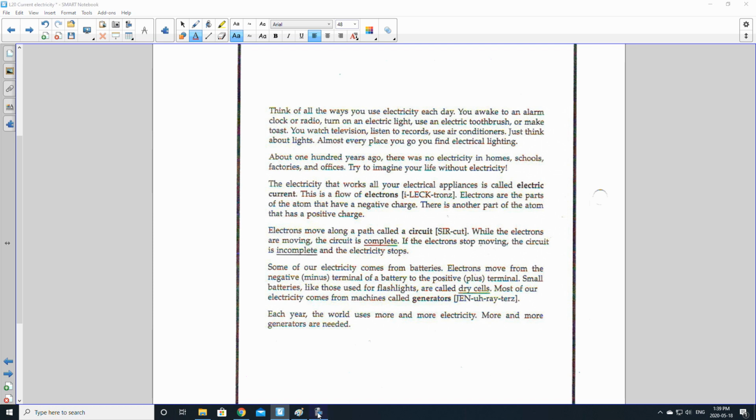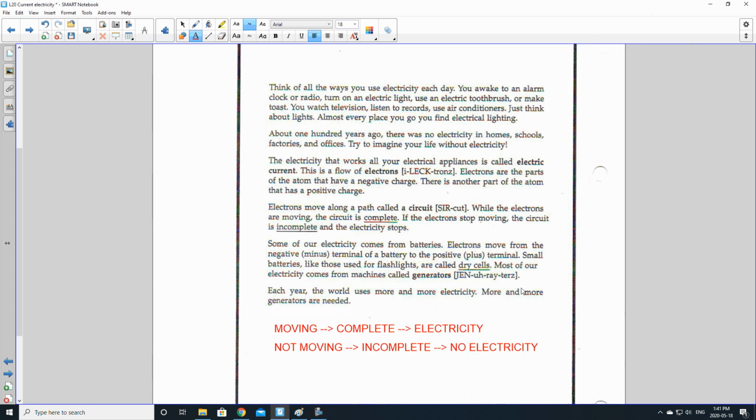So let's just take that down as a quick little note. Please take that down. If the electrons are moving, it means that the circuit is complete. If the electrons stop moving, the circuit is incomplete and the electricity stops. Let's take that as a quick note, because that's the main point of this lesson. Take a moment and just copy this down. When a circuit is complete, that means that there is electricity flowing through the circuit. When electrons are not moving, it means that the circuit is incomplete and there is no electricity.